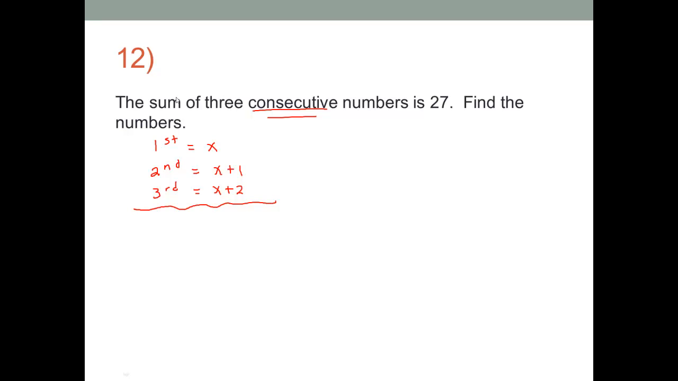Now the key word in this is sum. Sum means addition. So it wants me to add those 3 numbers, and when I add those 3 numbers, it should equal 27. So what we have is the first number plus the second number plus the third number should equal 27. Well, we let the first number be x. We said we were going to let the second number be x plus 1. And we said we'll let the third number be 1 more than that, or x plus 2.